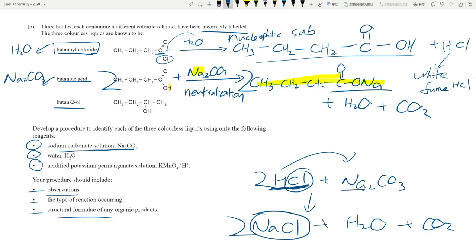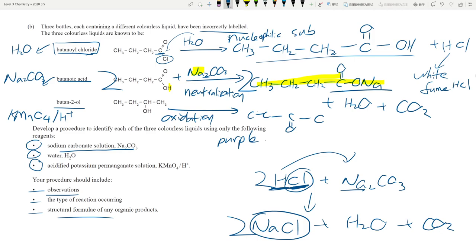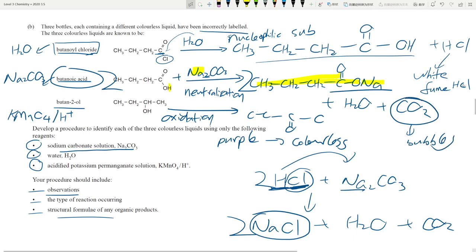Last one, butan-2-ol. You can react this with KMnO4, because you've got the K at the front. I can't be bothered doing the hydrogens. You make a ketone, so this is an oxidation reaction. And what are you going to see? You're going to see purple to colorless. And in the butanoic acid reaction, you make CO2 gas, so you see bubbles. There you go, very straightforward.